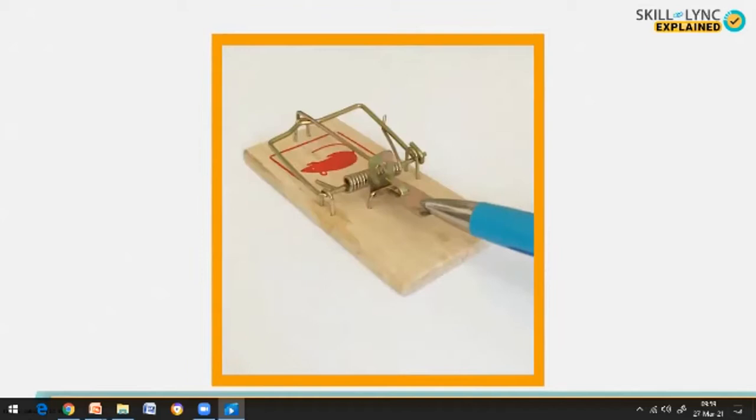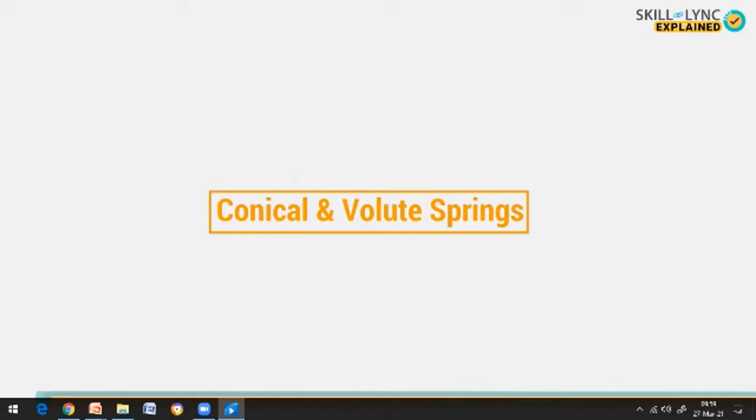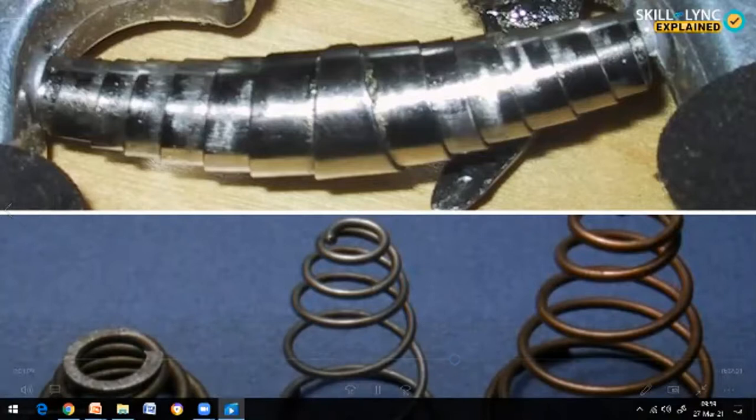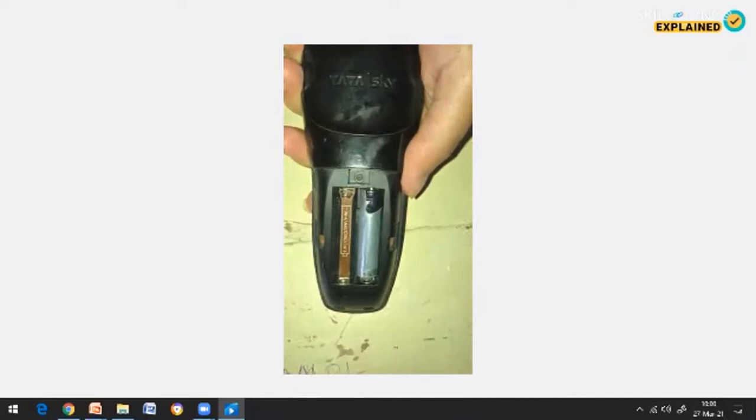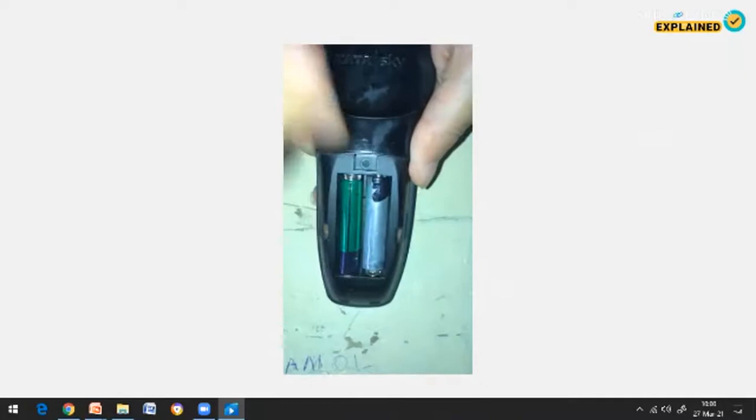The next type of spring is the conical and volute springs. You would have noticed these springs when you inserted new batteries into your TV remote. These types of springs are also termed as conical springs. Conical springs are similar to helical springs. When loaded, they compress a lot more than helical springs. They are used in battery contacts, garden actuators, etc.